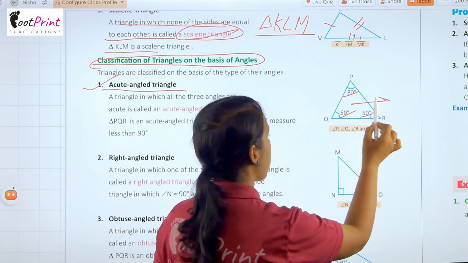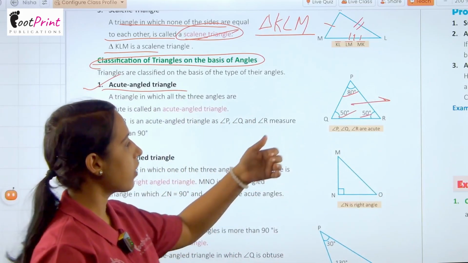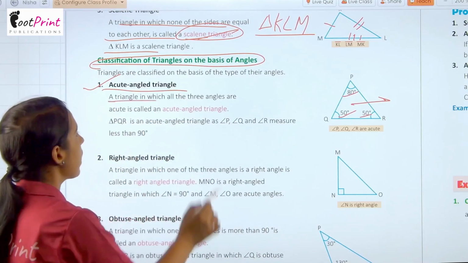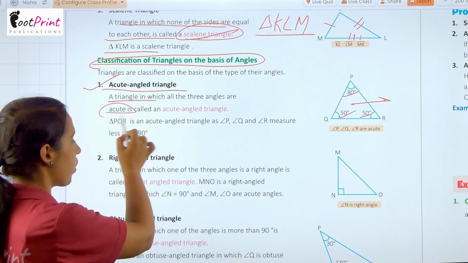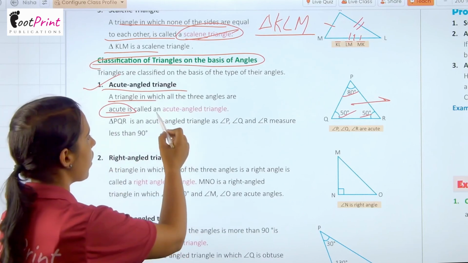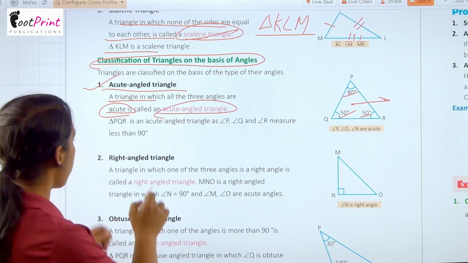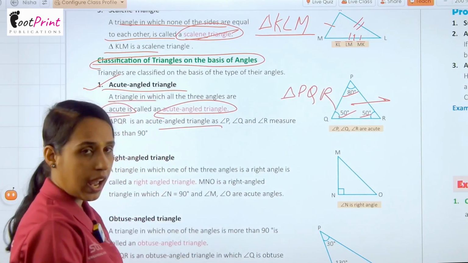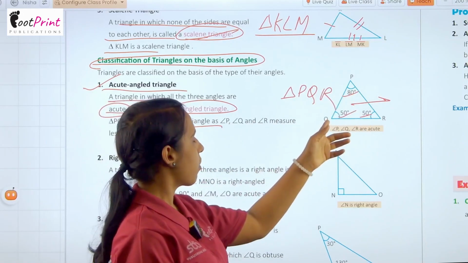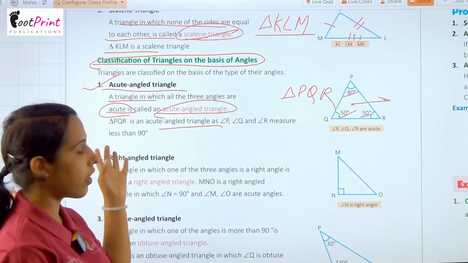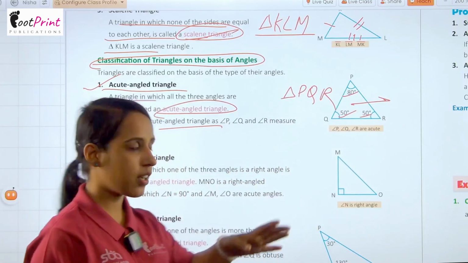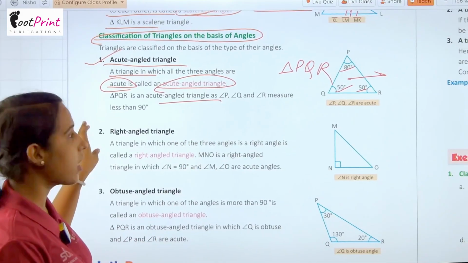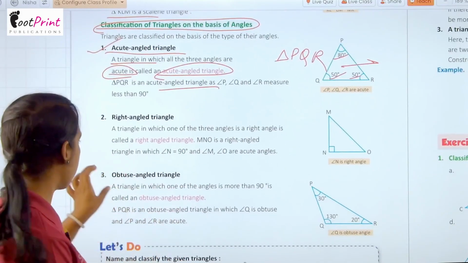So if these three angles are acute angles, that triangle is also called an acute angle triangle. Let's see a triangle in which all three angles are acute. All three angles are acute, so we can say acute angle triangle. Here in triangle PQR, as we know, angle P, angle Q, angle R measure less than 90 degrees. Their measure is less than 90 degrees, it means acute. That's why we call triangle PQR an acute angle triangle.